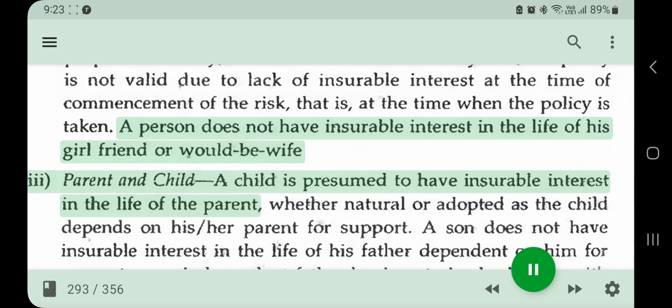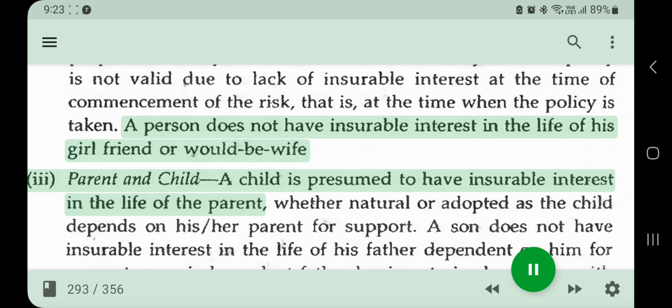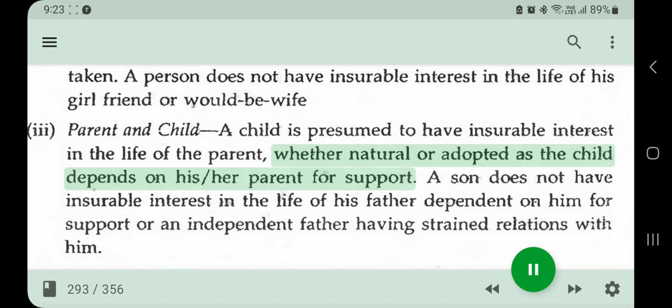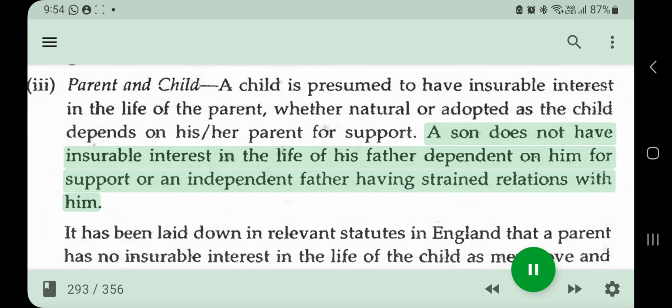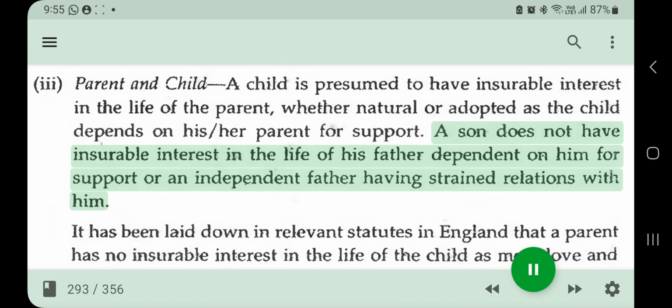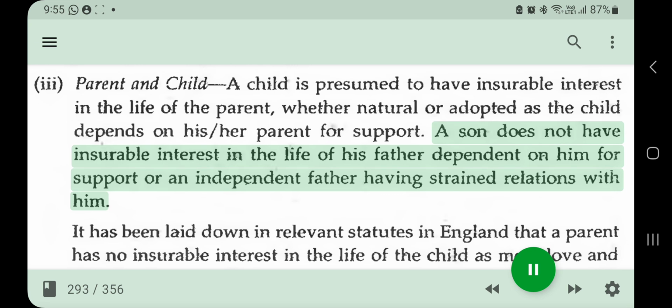A person does not have insurable interest in the life of his girlfriend, a would-be wife. E, parent and child. A child is presumed to have support. A son does not have insurable interest in the life of his father dependent on him for support or an independent father having strained relations with him.